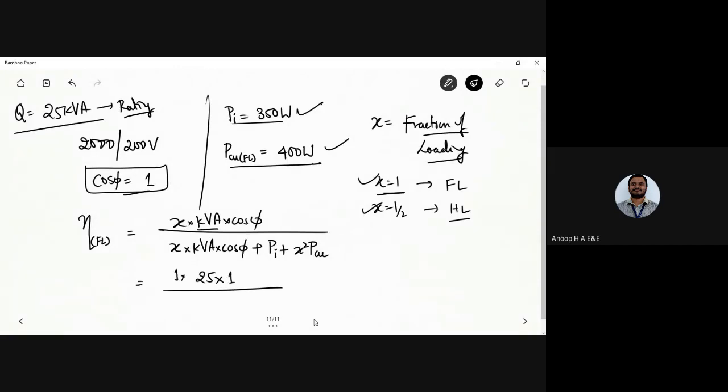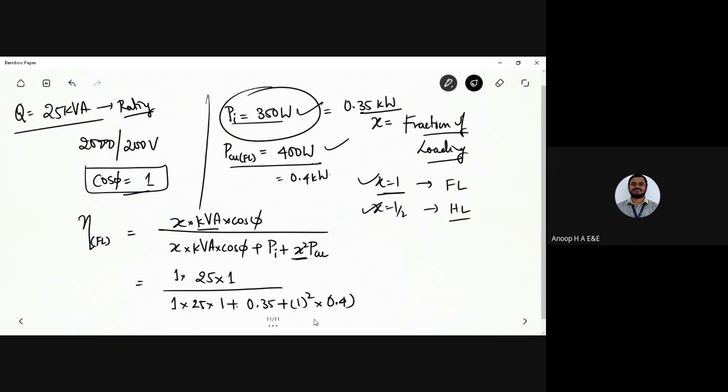That would be divided by 1 into 25 into 1 plus what is PI? So you should be keeping it at 0.35. So it should be in kilowatt, and this one is 0.4 kilowatt. Okay, so 0.35 kilowatt plus x squared, that is 1 squared into 0.4 kilowatt. All right, so that is where we will be finding out the efficiency at full load.